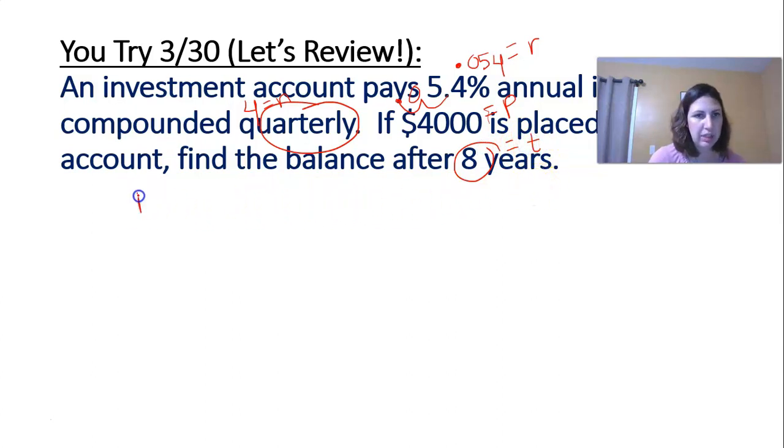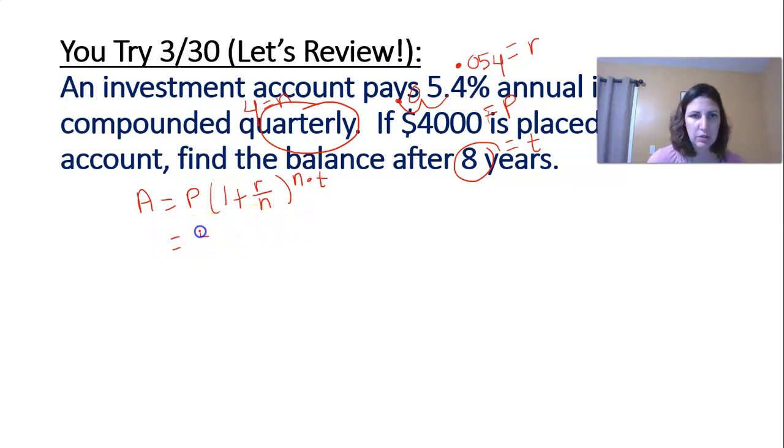Okay, so you guys just plug it into the formula. A equals the principal times 1 plus the rate over the amount of compoundings, to the power of the amount of compoundings times the time, which makes sense because that's how many times it's compounding. It's compounding 4 times a year, but there's 8 years, so 4 times 8, right?